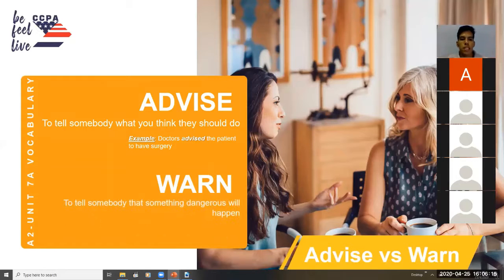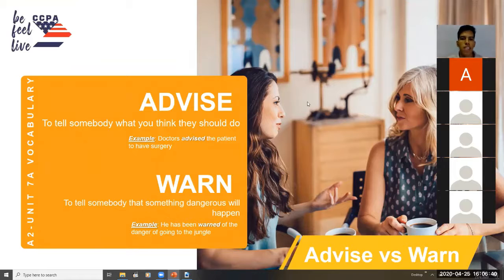Warn. Warn is to tell somebody that something dangerous will happen. For example, he has been warned of the danger of going to the jungle. So you are telling somebody that if they do something, it will be dangerous. So in this case, is the woman advising or warning? What do you think? Let's see the chat.